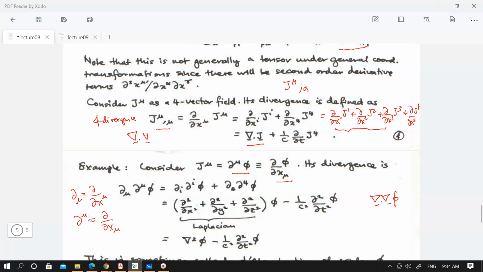And remember that in this particular case, this is your xyz, for example, and then this is ct. This is for the contravariant case. When you do a covariant case, this fourth component gets a negative sign. Remember what we do is essentially x_mu here is eta_mu_nu x^nu. So you can actually show that this is that.